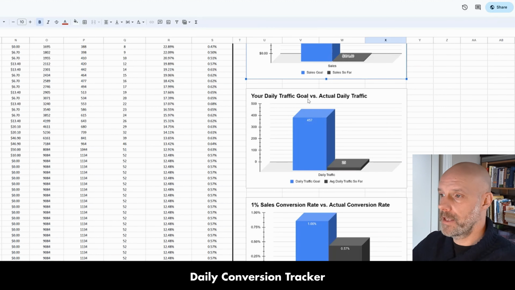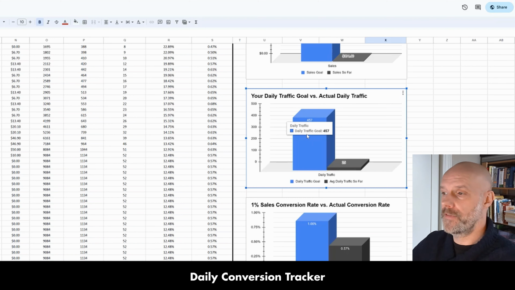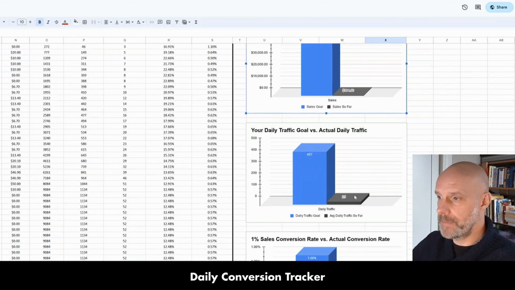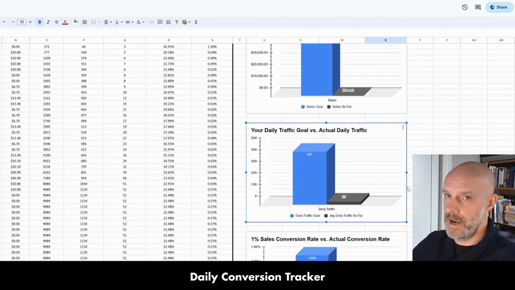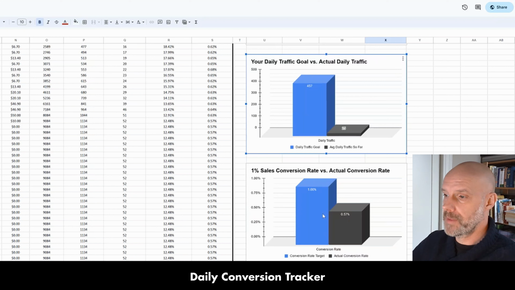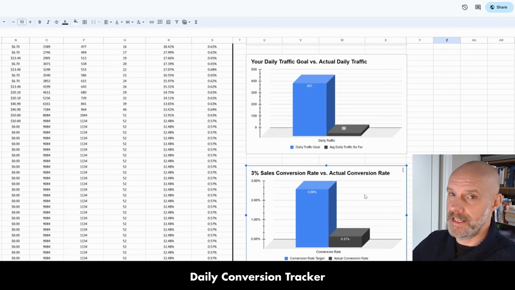And then here's my daily traffic goal versus my actual daily traffic. Again, I need 457 people to visit my Steam page if I want to reach my goals, right? And so far I'm getting 25 on average. This is great information because I want to see whether my efforts are working or not, right? In the last graph, I kind of had to change some numbers because I had 1% instead of 3. But anyway, my goal is to reach 3%, and so far I'm getting 0.57%.